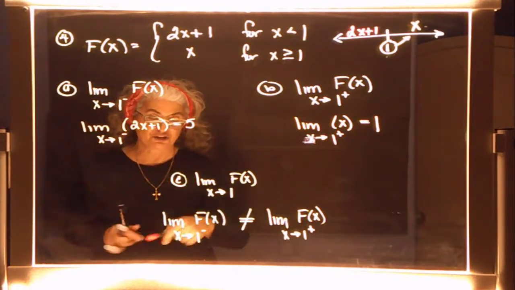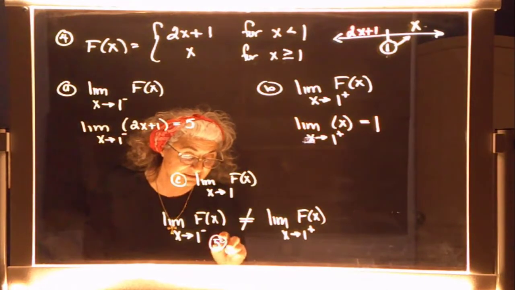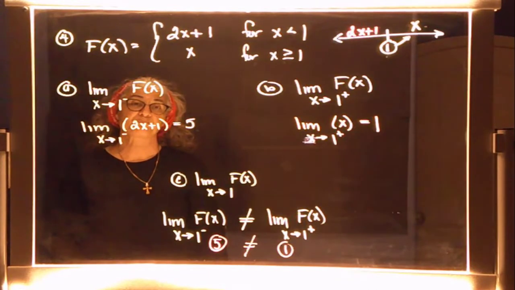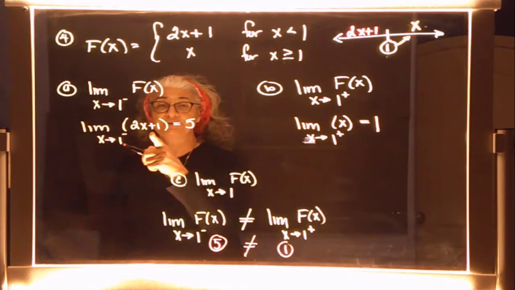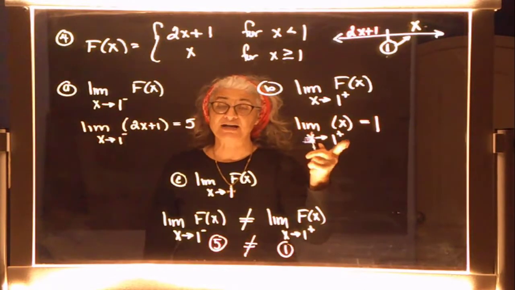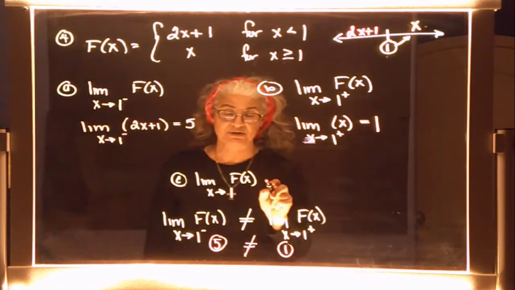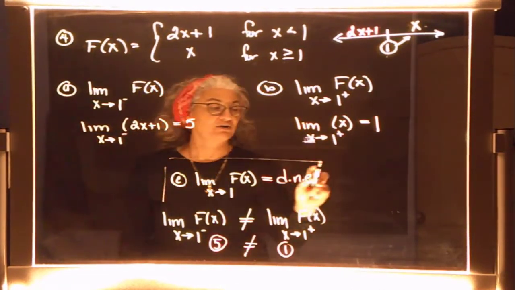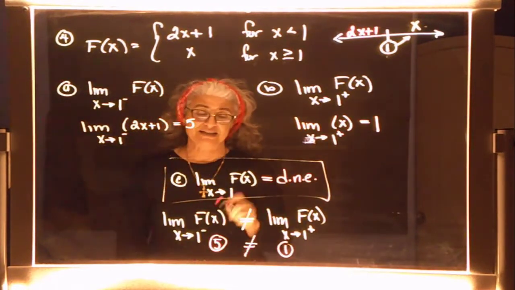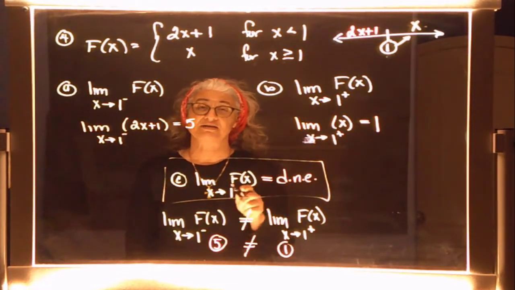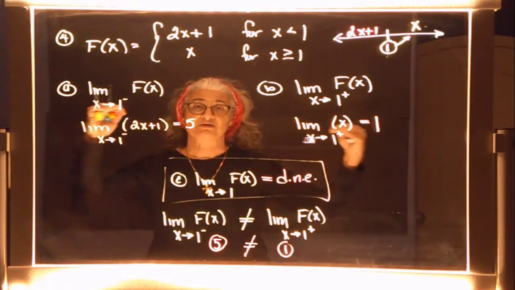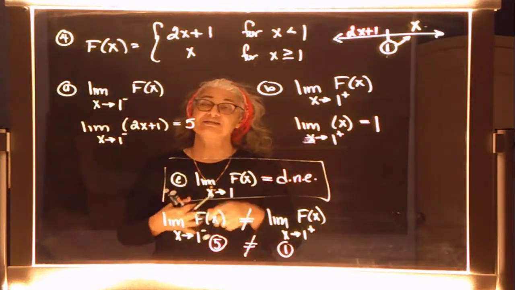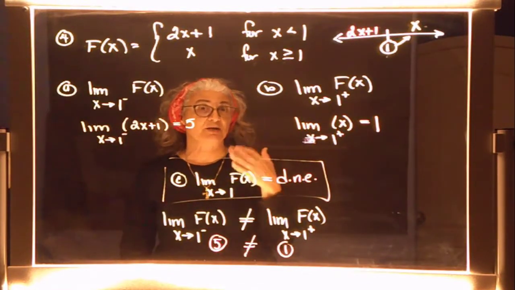This value is a 5. This value is a 1. These guys are not equal. Even though there's a limit from the left and a limit from the right, since they're not the exact same number, this answer does not exist. The overall limit for that function as x approaches 1 does not exist, because I'm getting two different answers from the left and the right. Cool?